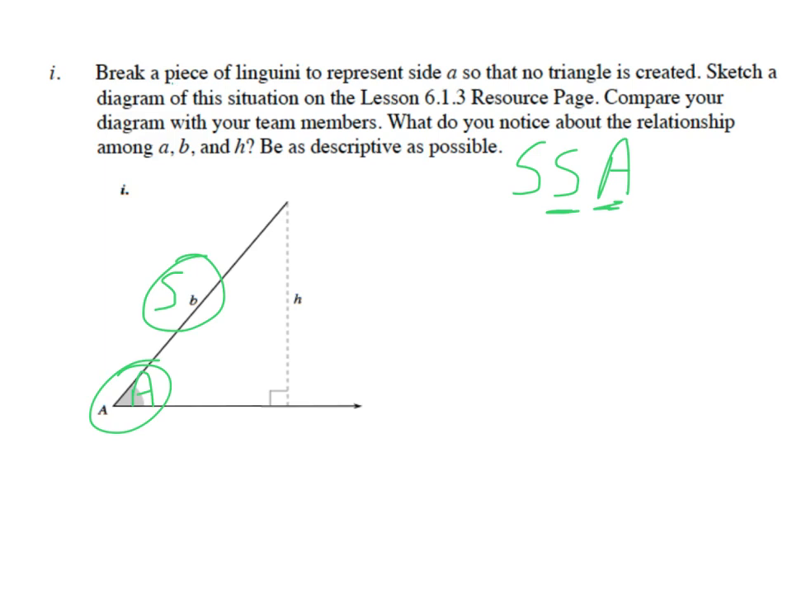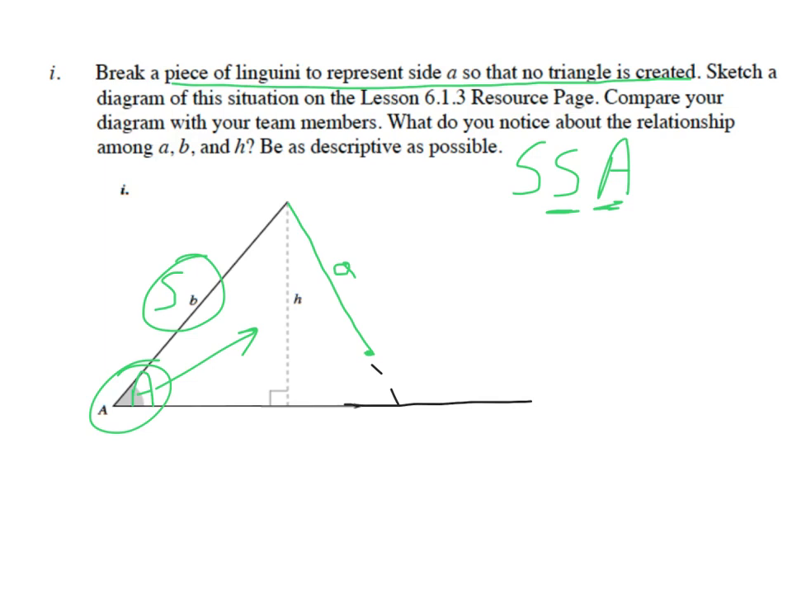We want to break off a piece of linguini so that side A, the side opposite angle A, has a certain length that no triangle is created. Well, if I was to sketch that in here, that might look something like this. Here's length A. It's not long enough to reach this other side. If I was to extend this out, this isn't quite long enough to reach there.